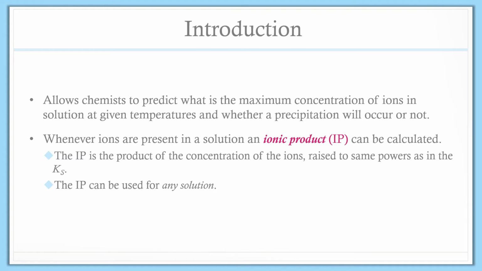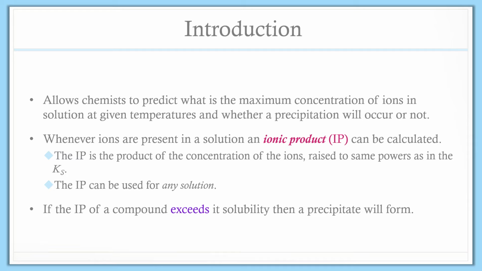And you can calculate ionic product whenever ions are present in a solution. So any solution can have an ionic product. That means that the ionic product can occur in solutions that are not at equilibrium. We will be using it mostly at equilibrium, but it can happen for any solution. It is the product of the concentration of the ions raised to the same powers as in Ks. What that means is you calculate it exactly the same way that you calculate Ks. And if the IP is bigger than the Ks, the solubility product, then you're going to get a precipitate.